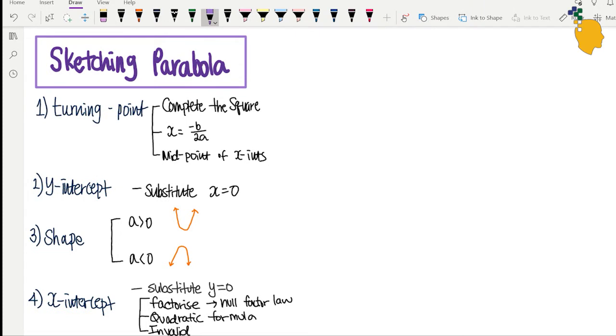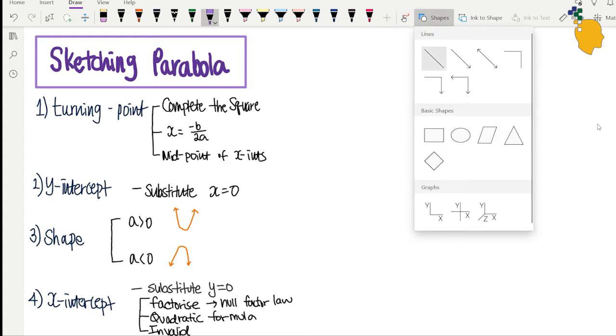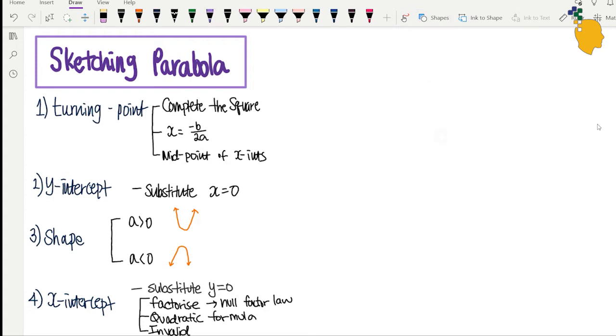So how we're going to sketch a parabola is we're going to use the turning point, y-intercept, and shape to sketch. Then if we need the x-intercept, we're going to find it. If it doesn't have an x-intercept, we're not going to find it. Let's have a go with example 1.